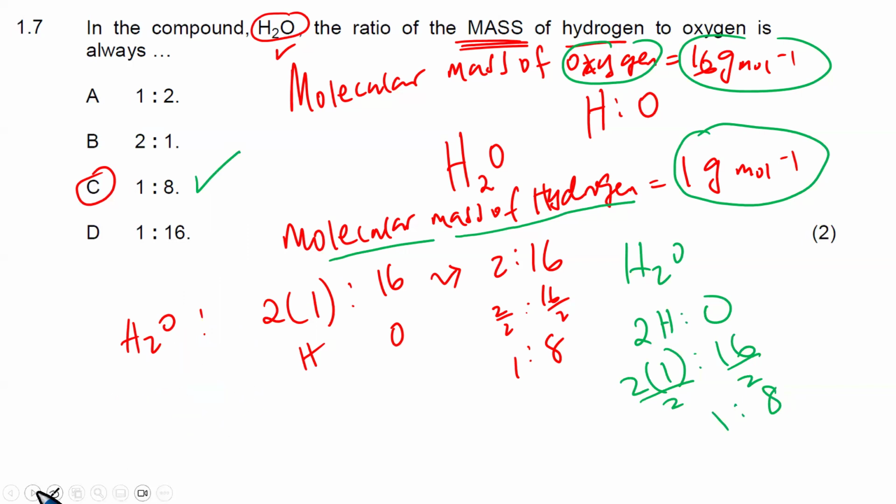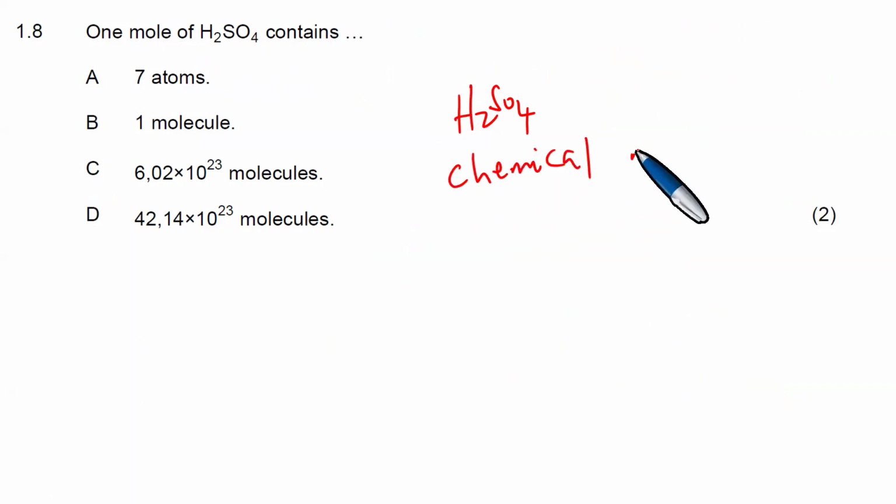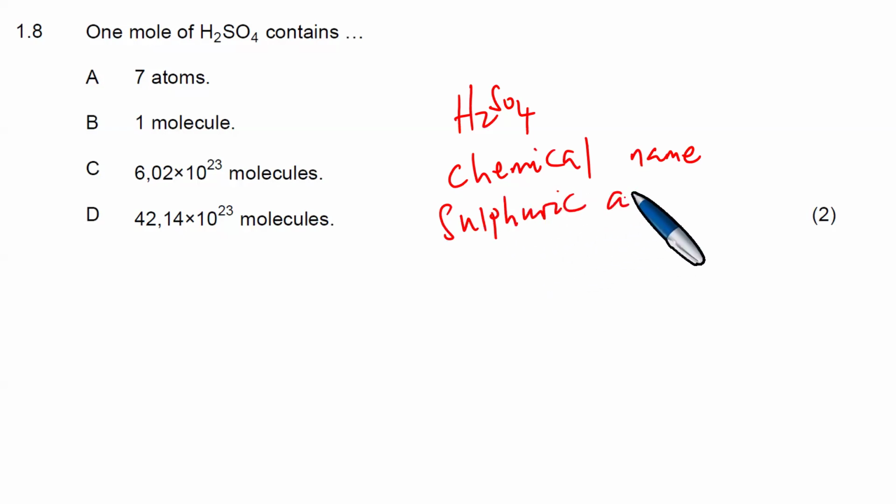Okay, we continue and look at the next question. 1 mole of H2SO4. What do you call the substance H2SO4? What is the chemical name of this? Anyone? This is called sulfuric acid. Like HNO3, HNO3 is called nitric acid.